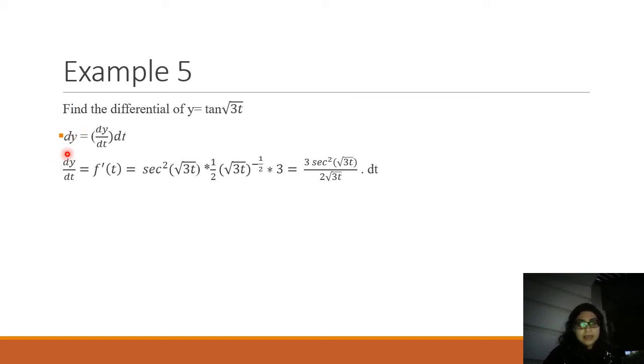So let's check. Here is the equation: dy is dy by dt times dt. This is the formula that we know. And then I'm getting the derivative, dy by dt. And here it's dy by dt, not dx, because the term inside is t. So the tan will be sec squared, and then the inner function as it is. And then I'm going to differentiate the square root, so I'm having half the square root of 3t to the power negative half. Then I'm going to differentiate the 3t, and it will just be 3. And do not forget to multiply by dt.